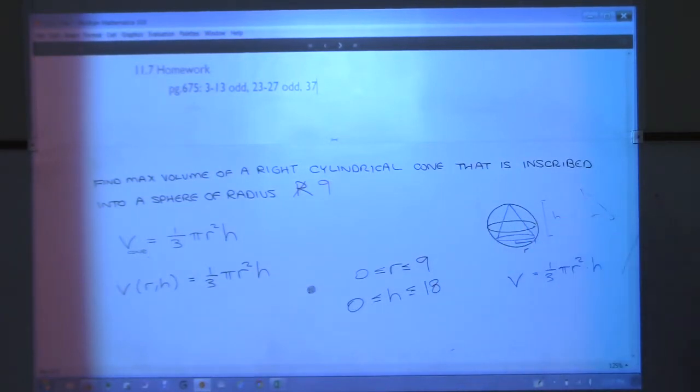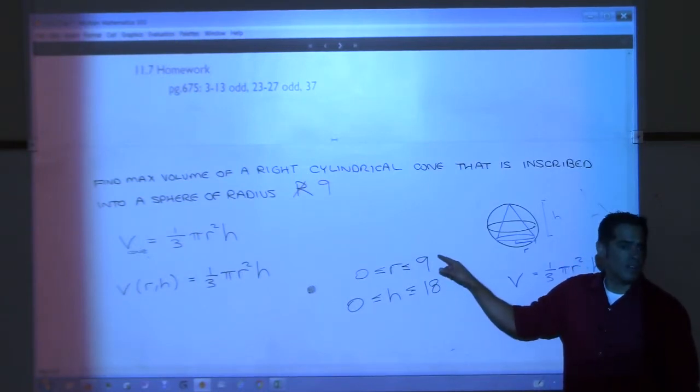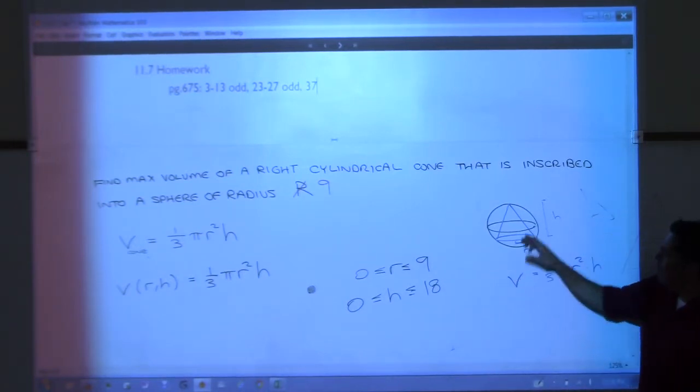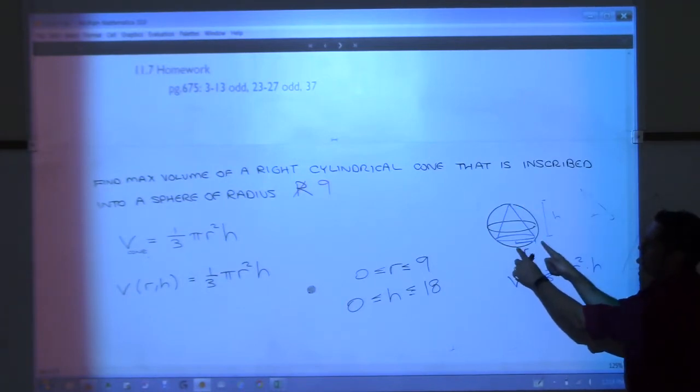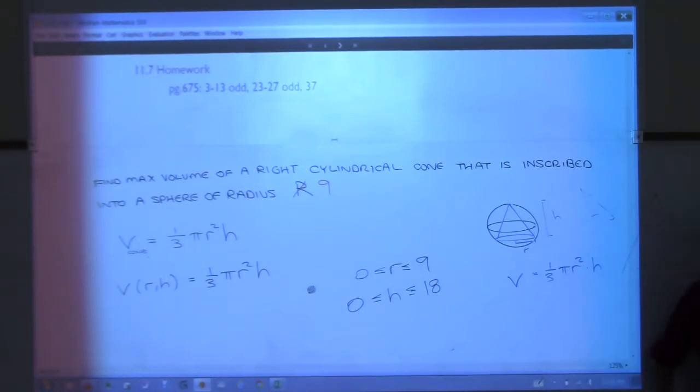I need you to understand why this can't be used. This would imply that I could have H is 18 and R is 9, right? Which would mean H is 18 and your radius is 9. You'd be out here, wouldn't you? No good. Can you come up with some restriction for those variables? Would you change H into a function of R? I mean, we need to do something like that, yes?